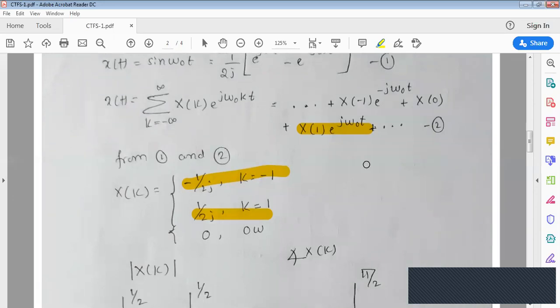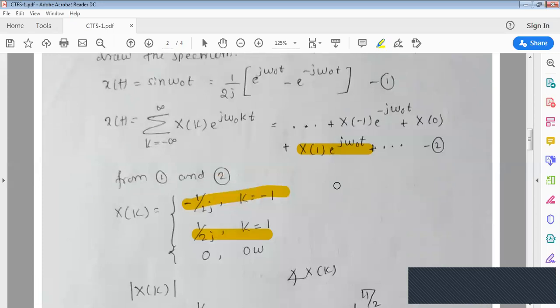Understood? Any doubt here? Any doubt in the problem? No, sir. No doubt, sir.